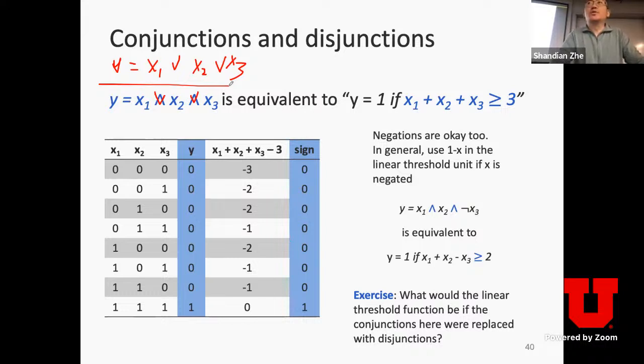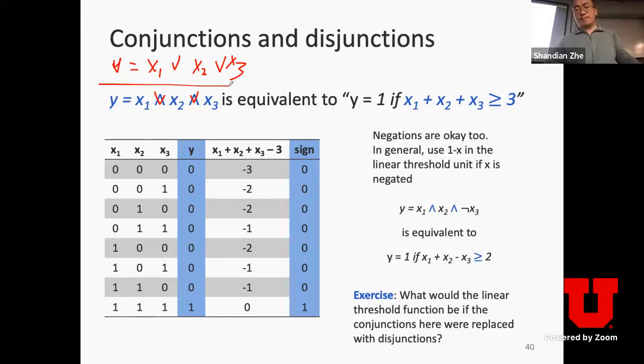So what's the disjunction rule? Yeah, you're hitting the key, right? But let's first look at what the disjunction rule is. As long as one variable is one, then the function value is one, right? It doesn't need all variables to be one. It just needs at least one variable to be one. And it is zero if and only if all variables are zero, right?